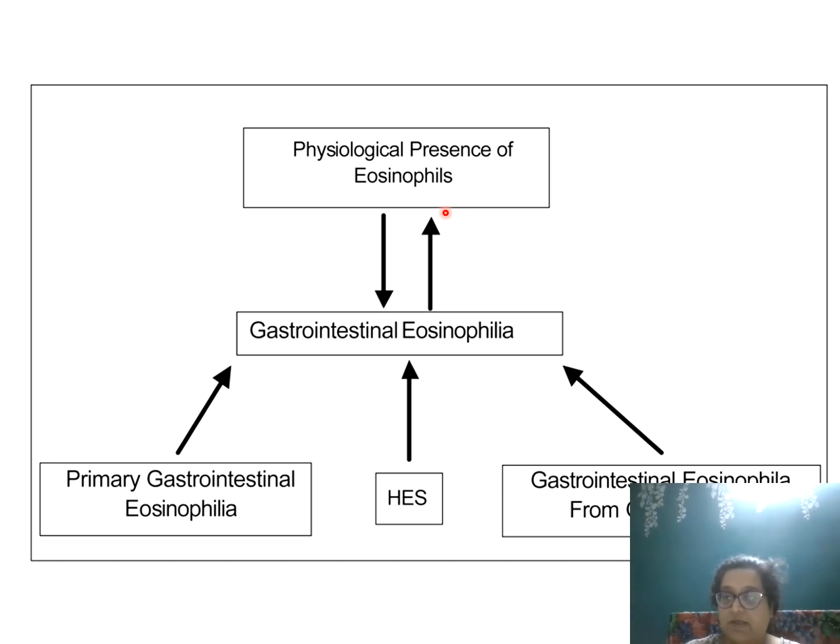So when a biopsy is done, you will see more than the usual cutoff of eosinophils in that area. And that is how I diagnose, okay, this case has cow milk protein allergy. I'll show you all the cutoffs. So it can be a primary eosinophilia, a hereditary eosinophilic syndrome, or due to some other cause like a parasite, etc. Okay.